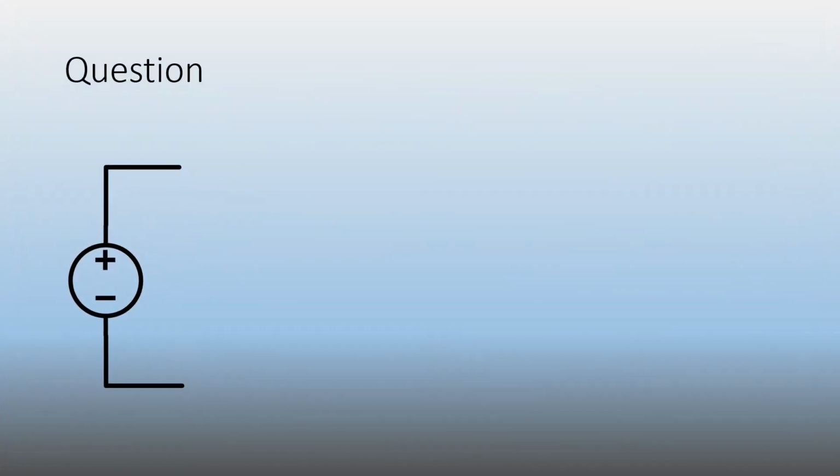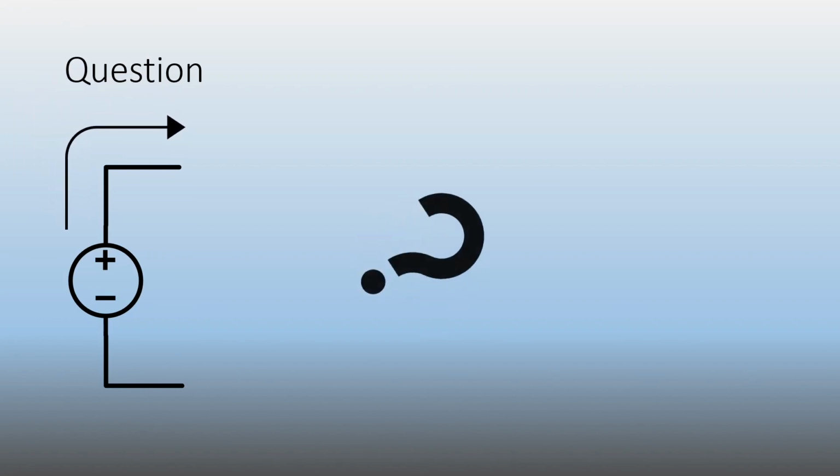Okay, last question. Let's say we had a circuit like the one shown below. Because this circuit has a voltage source, it is going to try to induce current to flow. Will current flow? And if so, how much current will flow? Think about this, and we will look at the answer in the next video.